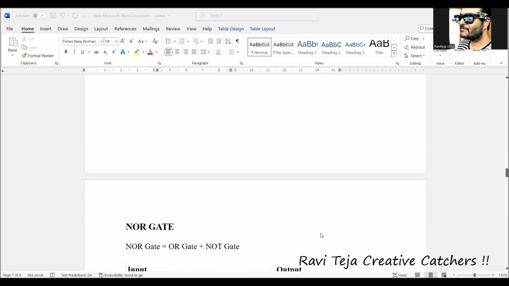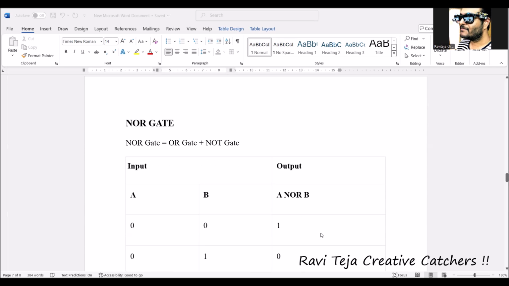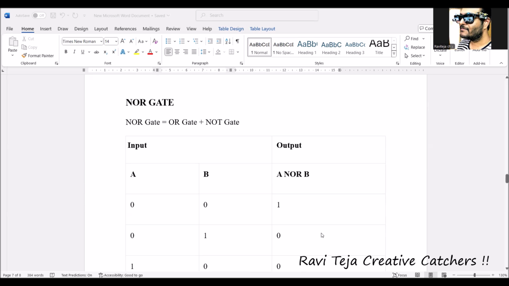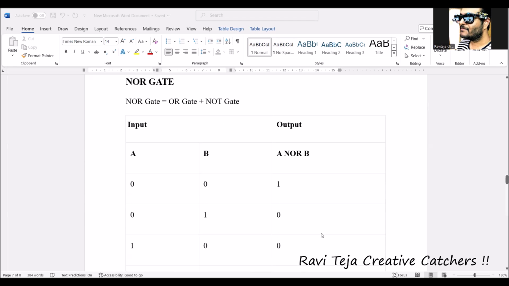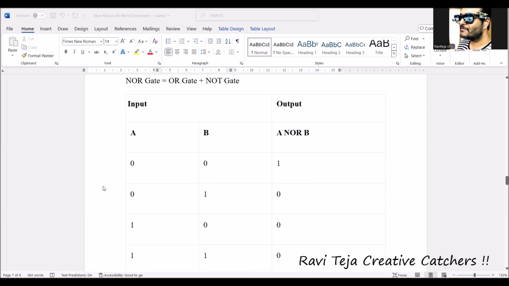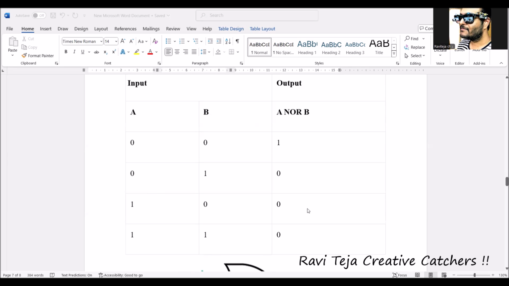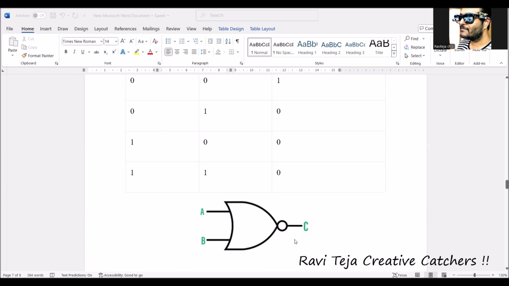Coming to the next logic gates, the universal gates. Let's see the NOR gate. The NOR gate is a combination of OR gate plus NOT gate. Let's see the truth table of the NOR gate. We have again the combinations 0 0, 0 1, 1 0, 1 1, with two inputs and one output. For 0 0, the output will be 1. For 0 1, the output will be 0. For 1 0, the output will again be 0. And for 1 1, the output will be 0. This is the symbol of a NOR gate, where you have two inputs and one output.